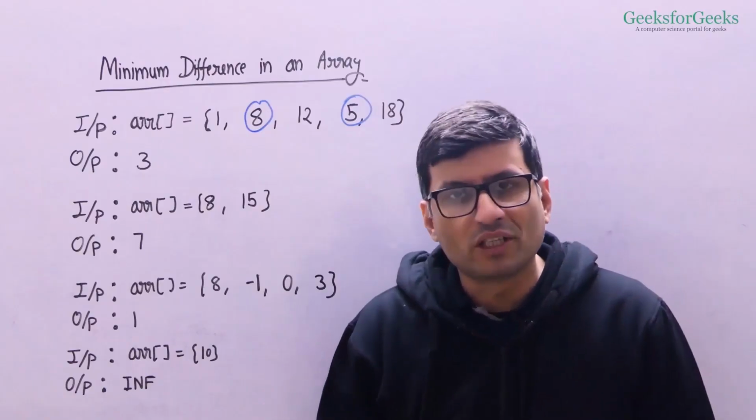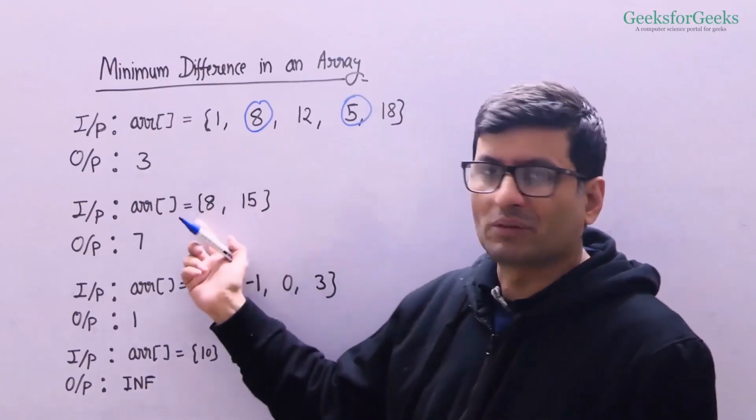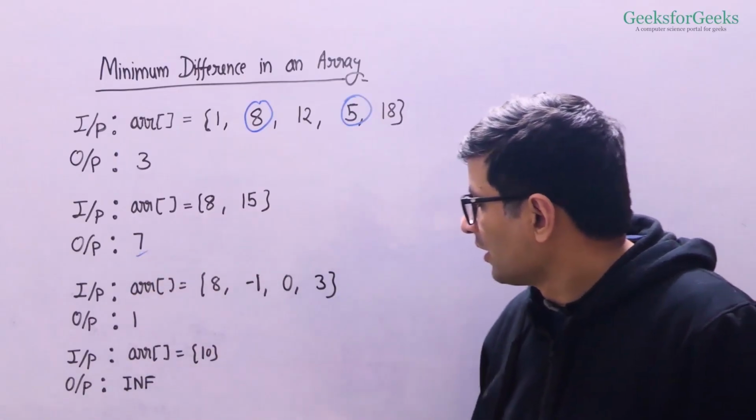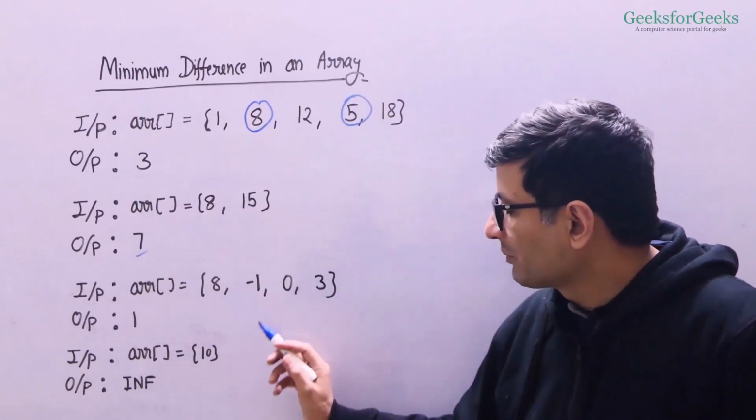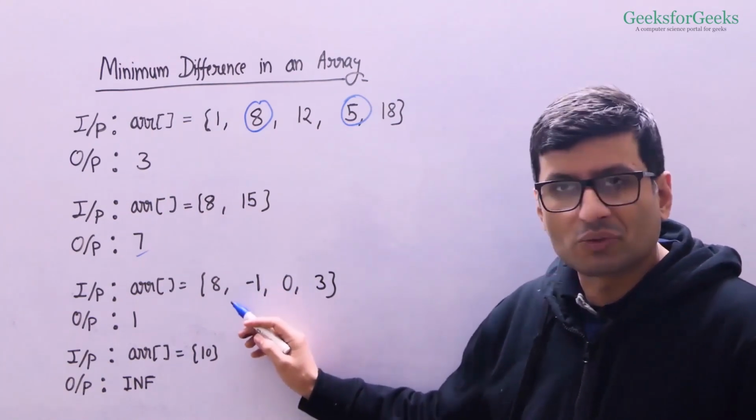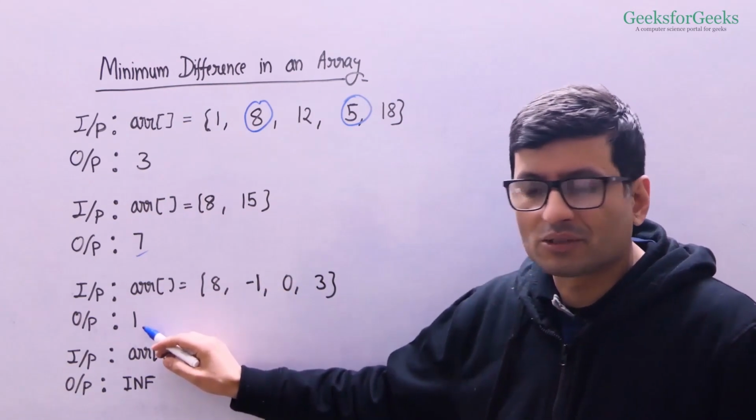Let's see this example where we have only two elements. So when we have only two elements, the minimum difference is only the difference between these two, right? So our answer is 15 minus 8, 7. Here's one more example. The minimum difference that we get is by subtracting minus 1 from 0, right? 0 minus minus 1 is plus 1 and we get the minimum difference as 1.